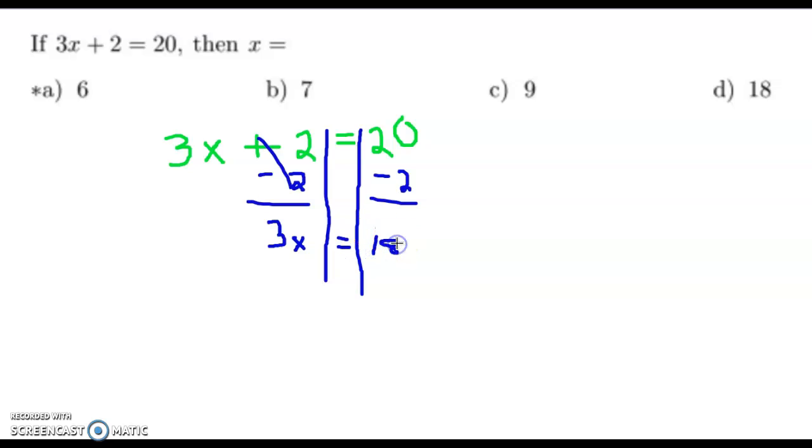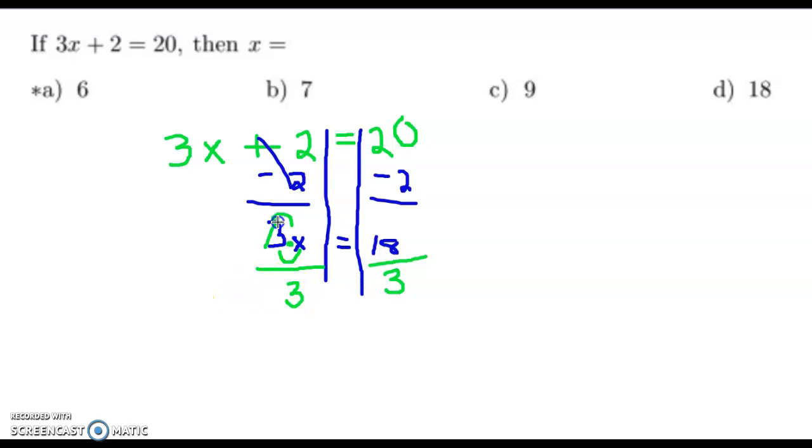Okay, so now I'm left with 3x equals 18. Now I have to ask myself, how is the 3 and the x attached to each other? Hopefully you're saying when they're right next to each other like this, it's multiplication. The opposite of multiplication is division, and I show that with a fraction bar. Fraction bar means division. Because I want to get x by itself, I'm going to divide by whatever is attached to the x, which is 3.